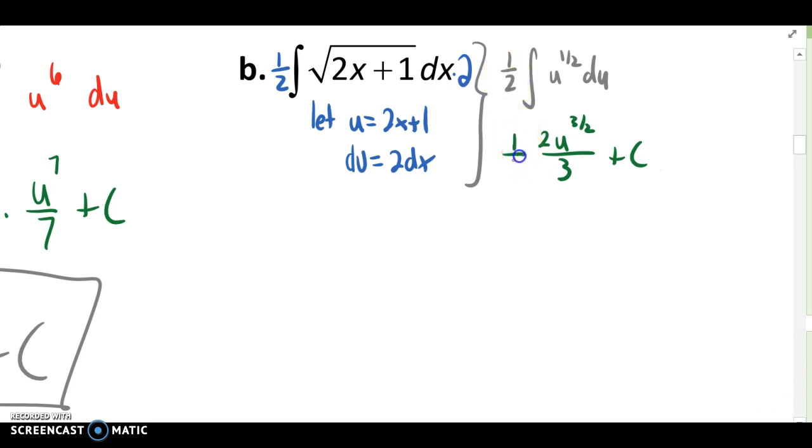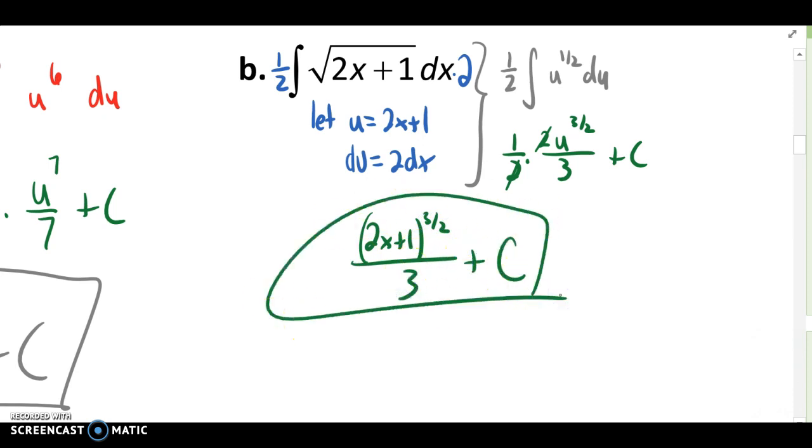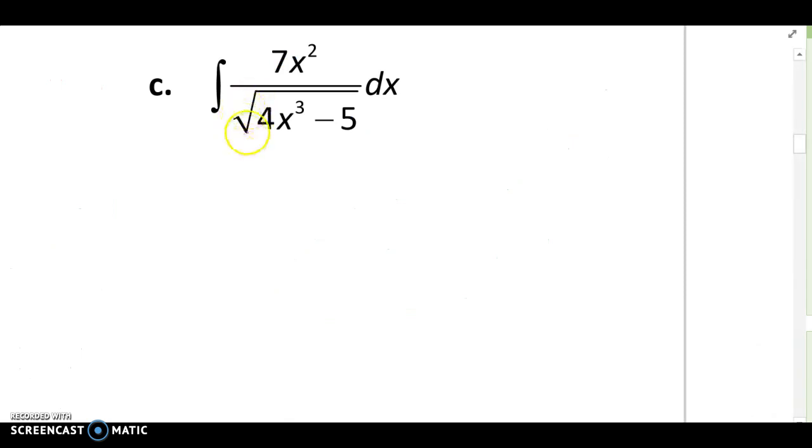This 1/2 has to carry down as well. I can cross off those 2's. So it's going to be u to the 3/2 over 3, that is 2x plus 1 to the 3/2 over 3, plus our constant.